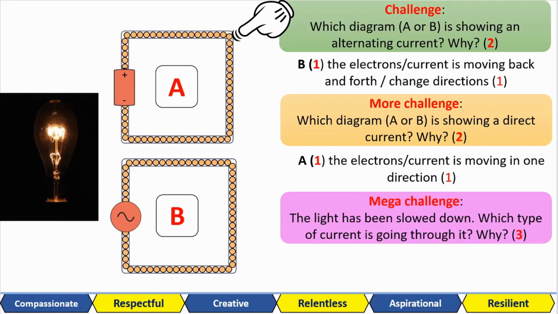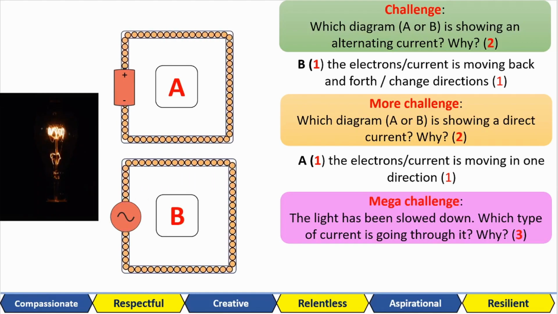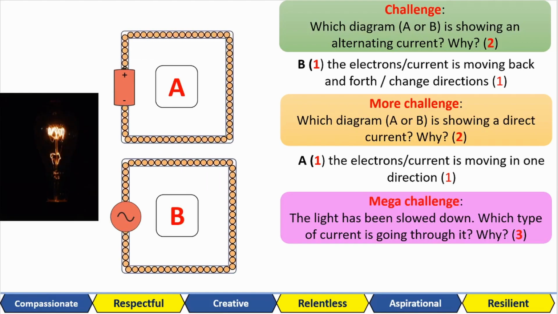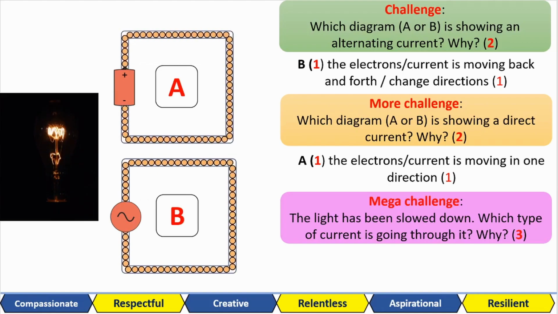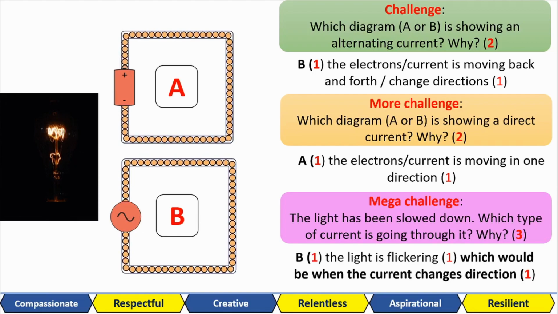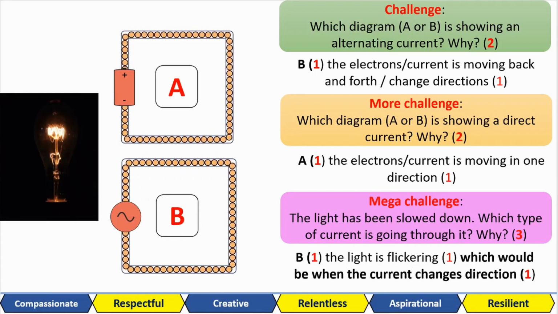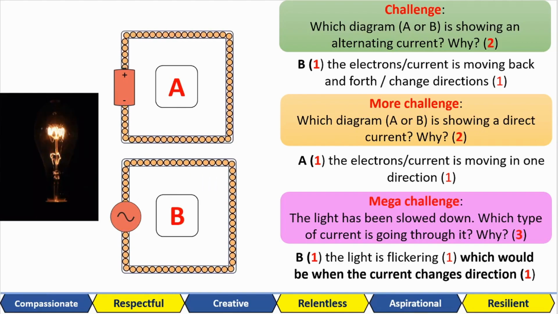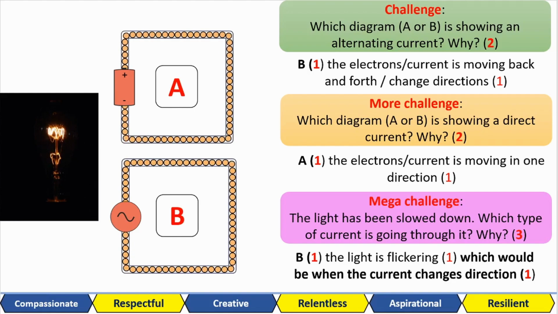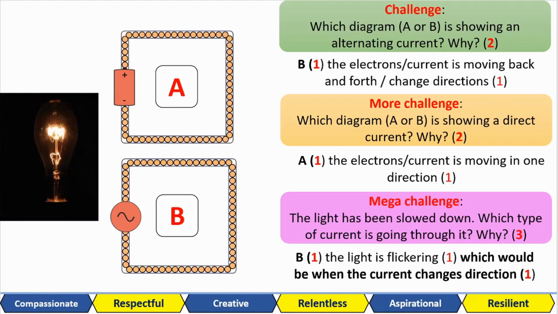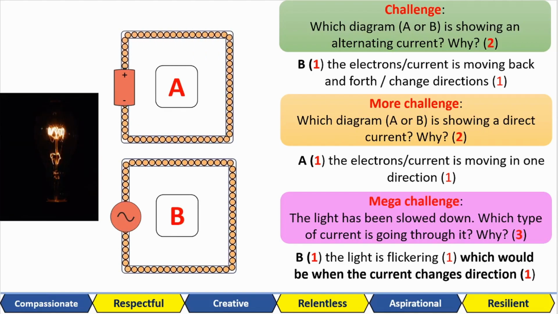The light has been slowed down, and this is actually how they are in your house. It's just that they flicker so fast that you can't notice it. The only one of these circuits that can cause this flickering is an alternating current. This is because the flickering is when the direction of the current is actually changing. So summarizing this, DC is a direct current and that's flowing in one direction. AC is an alternating current which repeatedly changes its direction.